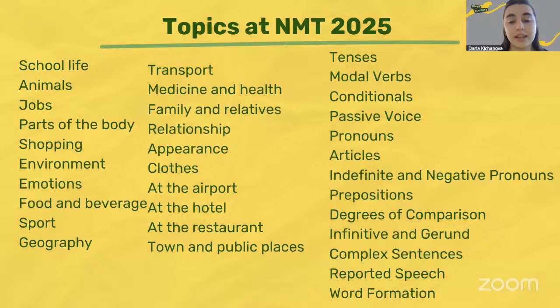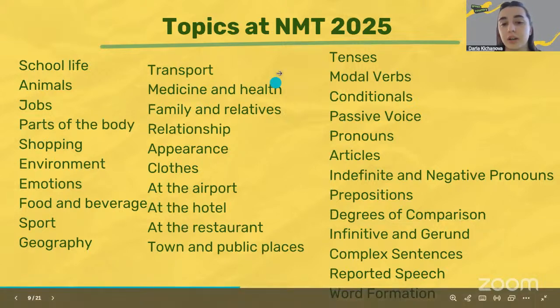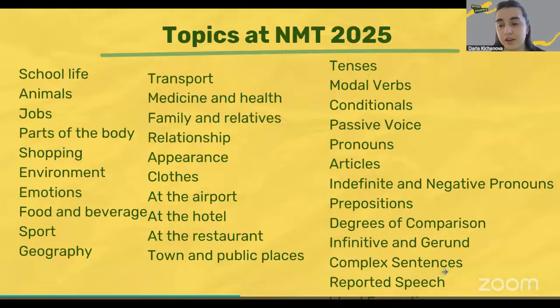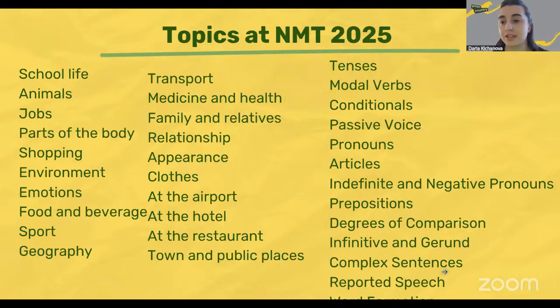So at NMT, texts can be about school life, animals, jobs, part of the body, shopping, environment. I won't read all of them. And if we are talking about grammar topics, these are tenses. I hope you remember that we have 3 types of tenses. These are past, present, and future. Modal verbs, conditionals, passive voice, pronouns, articles, preposition, reported speech, infinitive, gerund.